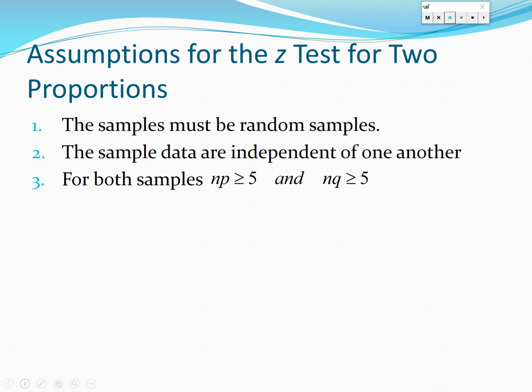Our samples must be random. Sample data are independent. I know in 9.3 we looked at dependent samples with the mean of those. We are back to our independent samples. They're not going to be related at all, not paired up, not matched up at all for us. For both samples, n times p has to be greater than or equal to 5, and n times q greater than or equal to 5. And again, these are assumptions, so things that we get to assume to be true, since we are not actually the researchers designing the study and collecting the data.